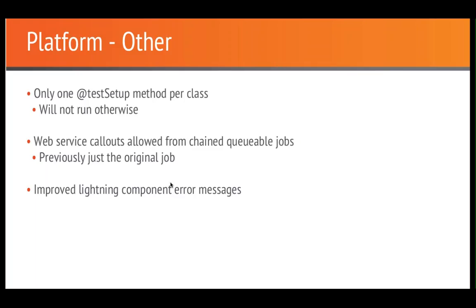You can now make web service callouts from chained queueable jobs. So queueable jobs are basically asynchronous jobs, and chained queueable jobs means that it's an asynchronous job that's been started by another asynchronous job. So effectively, the first one couldn't do all the work that it needed to do, so it fired off another one, or there are some additional things that need to happen as part of process orchestration.